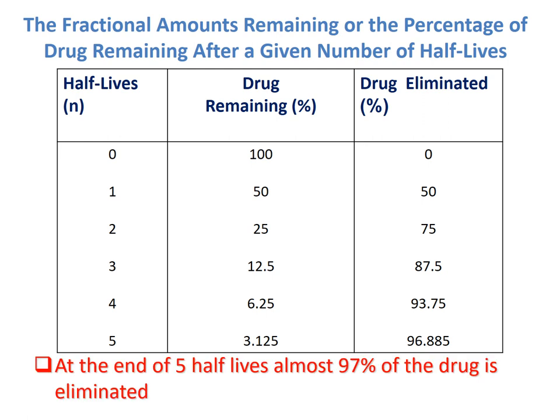At the end of the fifth half-life, almost 97% of the drug is eliminated. So it takes 5 half-lives for a complete elimination of the drug from our body. Approximately, 97% is approximated to 100%. So after 5 half-lives, about 97% or up to 100% will be eliminated from our body.